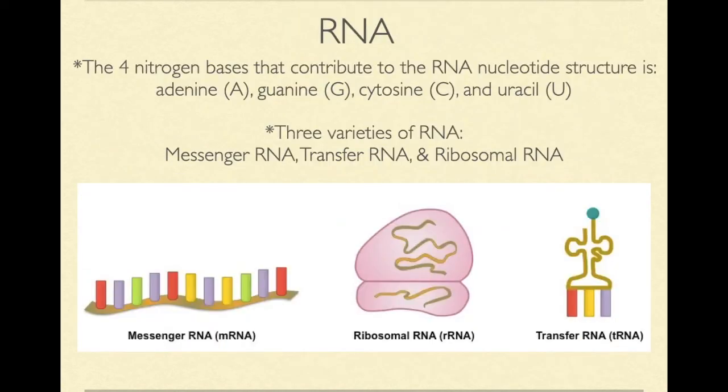Now RNA, we said, will not have T, but RNA is going to have U instead. So it's going to have adenine, guanine, cytosine, and uracil. So they're going to bond the same way. G always bonds with C, but in this case, we don't have a T, so A is going to bond with U.